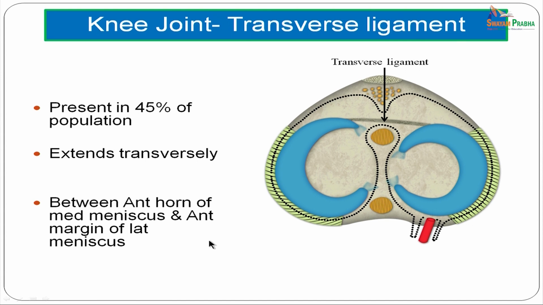The next intracapsular ligament is the transverse ligament. If you look at this picture, there is a ligament which is connecting the anterior parts of both the medial and the lateral meniscus. This is the transverse ligament. It extends between the anterior horn of the medial meniscus and the anterior margin of the lateral meniscus.